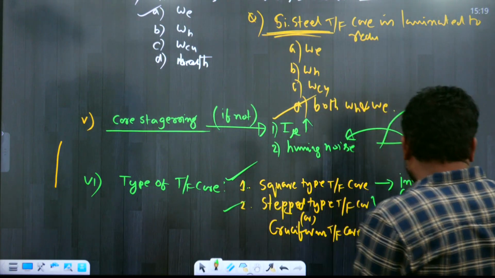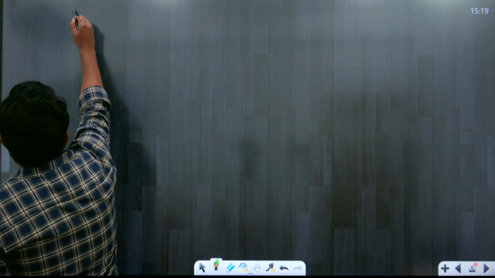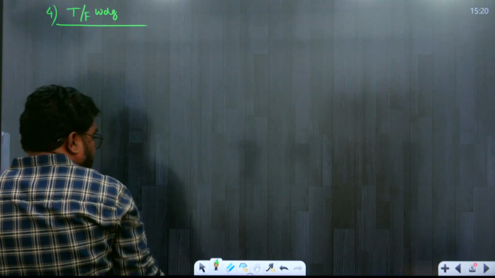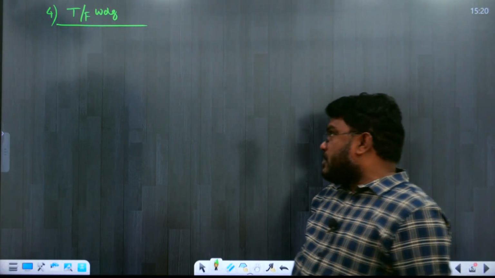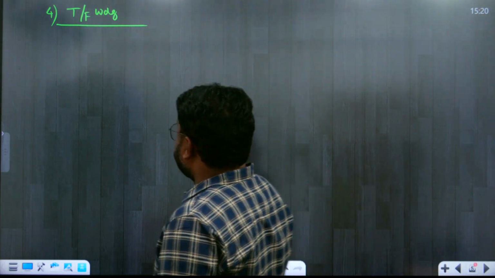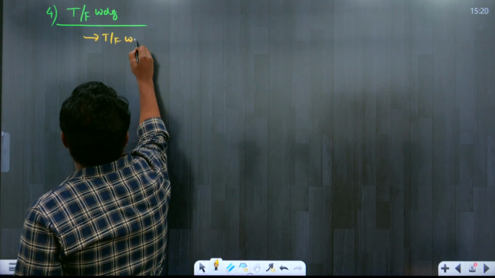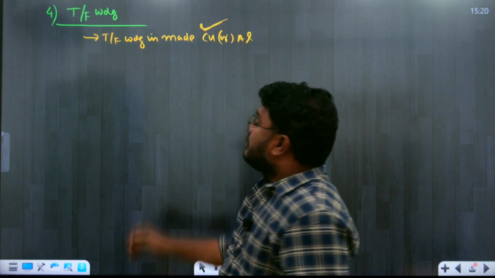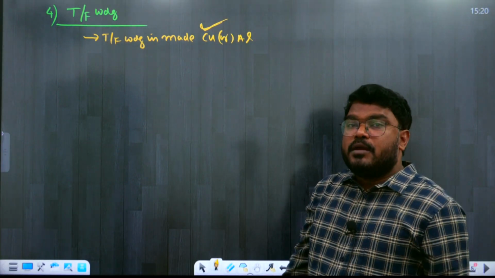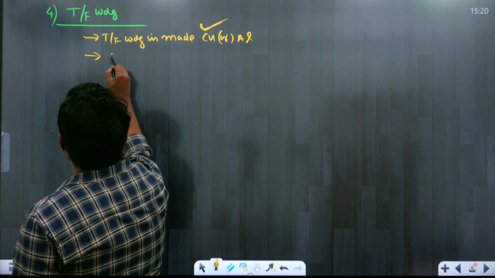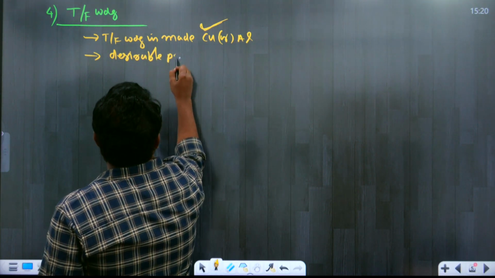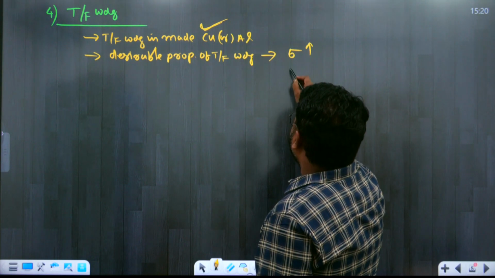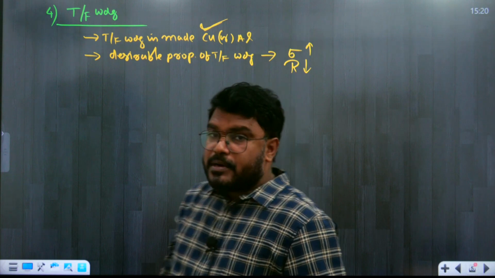Now let us talk about another major part of the transformer: the transformer winding. This is the fourth point. What are the major points about the transformer coil and windings? Transformer winding is made with copper or aluminum material, but copper is preferable to aluminum because of its high conductivity. The desirable properties of the transformer winding are high conductivity and low resistance of the conductor.